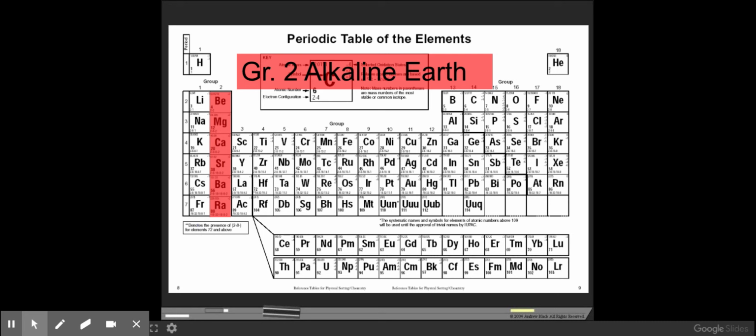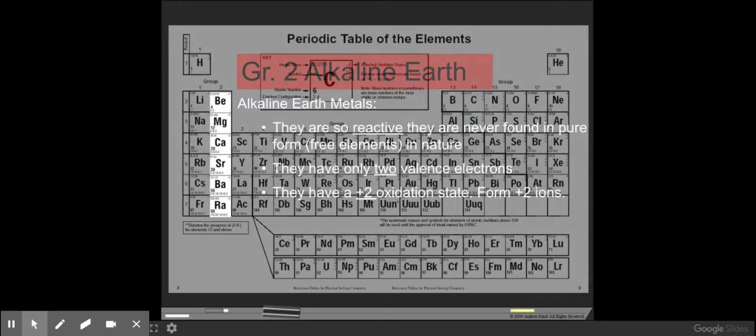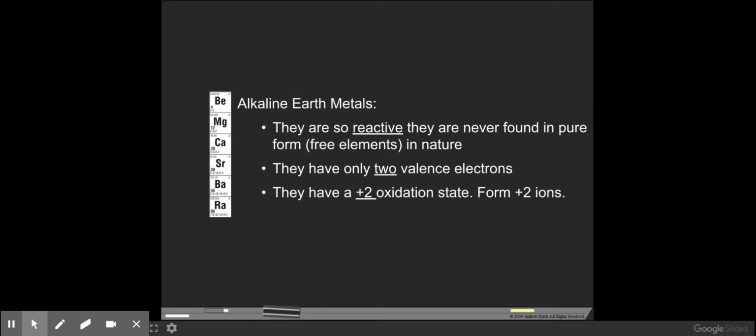Group 2, alkaline earth metals. They are so reactive that they are never found in pure form in nature either. They have 2 valence electrons, and so they're trying to lose both of them because their inner orbitals are stable, so they want to lose the outer 2 valence electrons. And when they lose 2 electrons, they'll have a +2 oxidation state, which means they're forming +2 cations. Alkaline earth metals are not as reactive as alkali metals, but they're still very reactive.